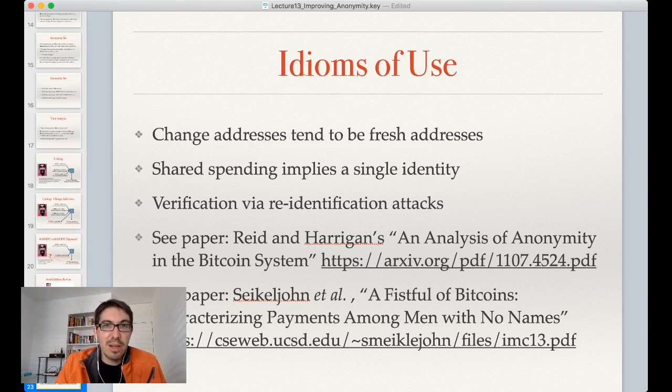I recommend you look through some of these papers on how de-anonymization happened in the early days, even though much of it, we have discovered some ways around. I wouldn't say they're out of date per se, but they certainly are looking at an earlier version of Bitcoin than the idioms of use that we have today.